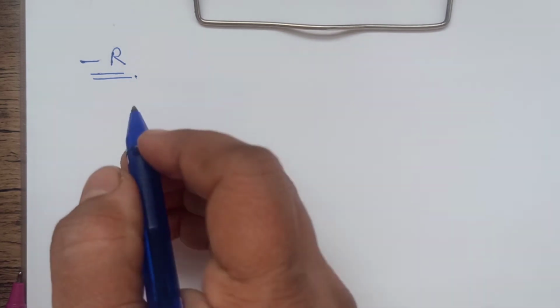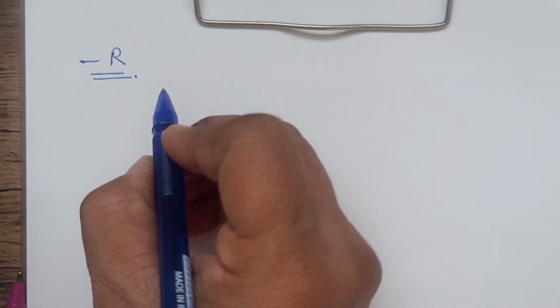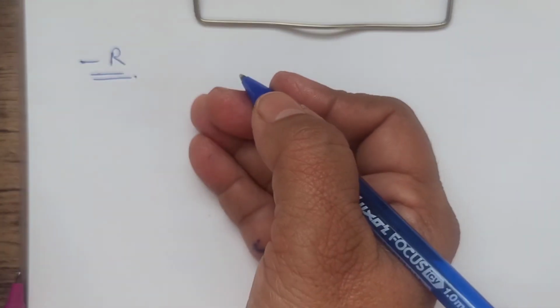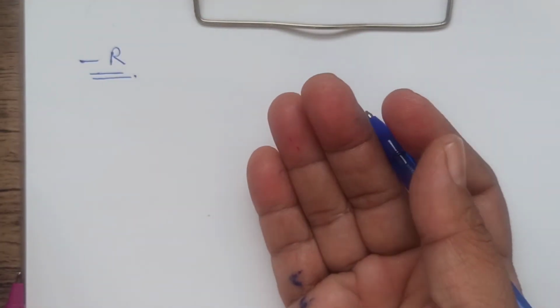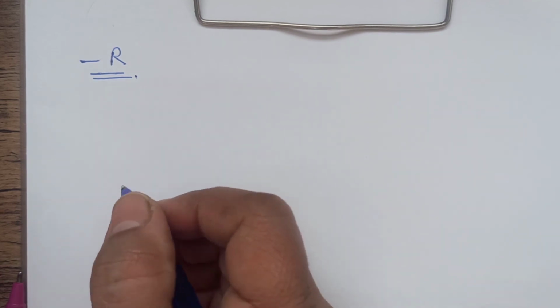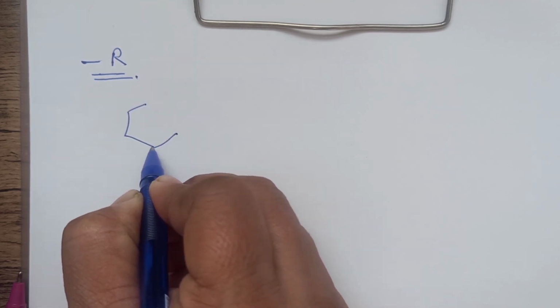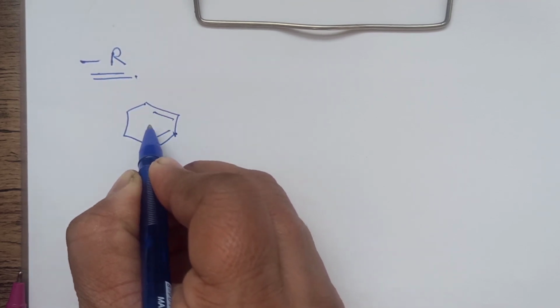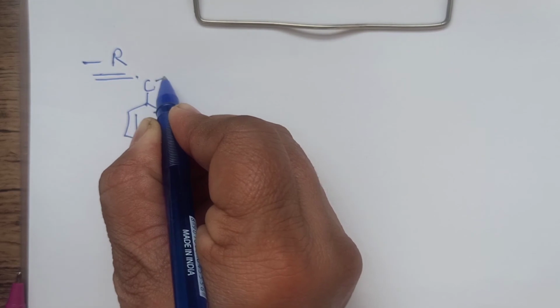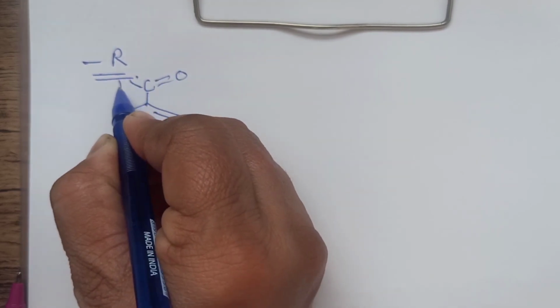Now, the minus R effect we will take. What is the minus R effect? Those groups which withdraw the electrons of the double bond towards themselves are said to be exhibiting minus R effect. So, I'll draw one structure and explain it to you. Suppose I am taking the benzaldehyde structure. This is benzaldehyde, C6H5CHO.